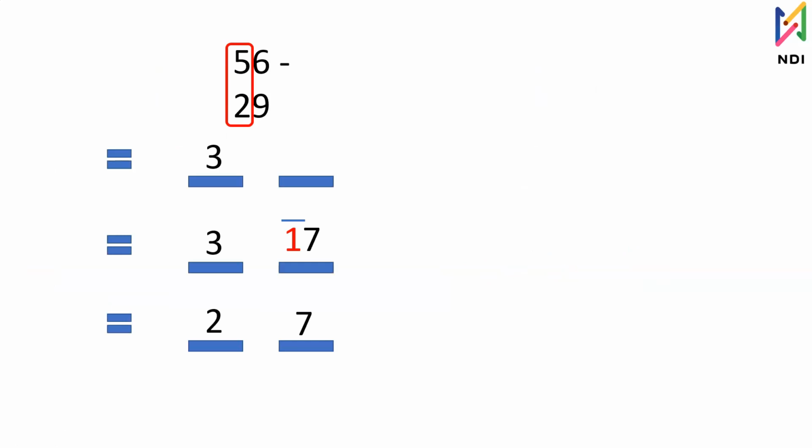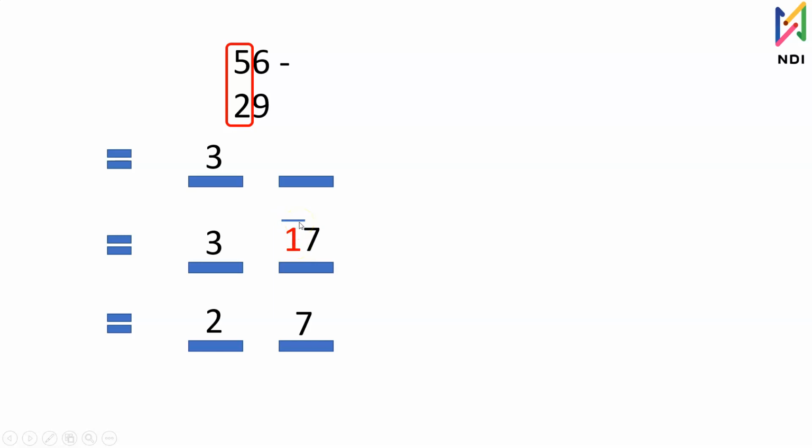56 minus 29. You start with what? 5 and 2. The difference between 5 and 2 is 3. I put it here. 6 minus 9, I need to borrow. I need to borrow 1. 16 minus 9 is 7, so I have borrowed. How do I indicate it? It means that I need to subtract this 1 from this. So I put it in a different color, and then I indicate this using a bar.